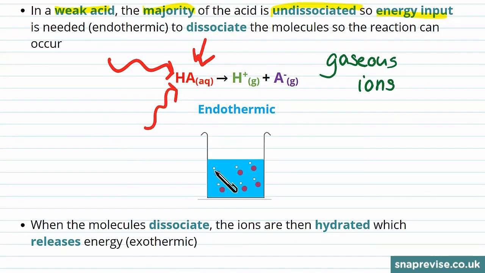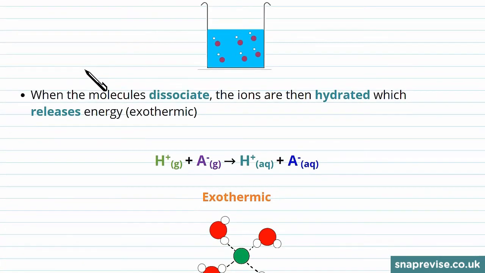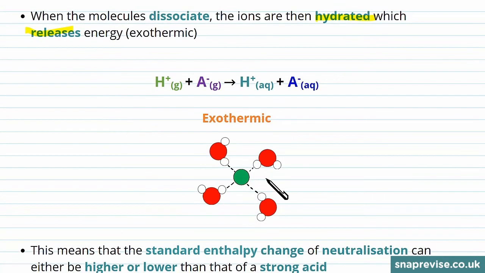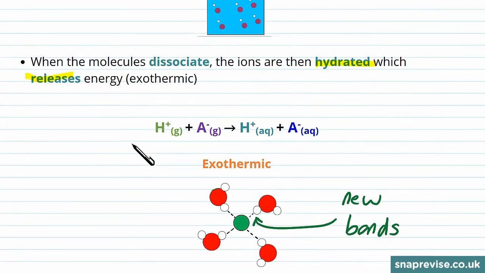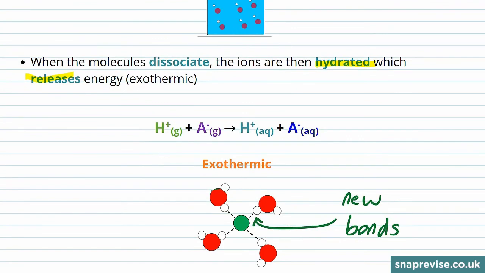So we put in energy to split all of our acid up into ions, which are gaseous, and then we consider the next step, which is to hydrate these ions, and this is going to release energy. The reason this releases energy is because new bonds are formed between the ions and the water molecules. These new bonds give out energy when they're formed, like all new bonds do.